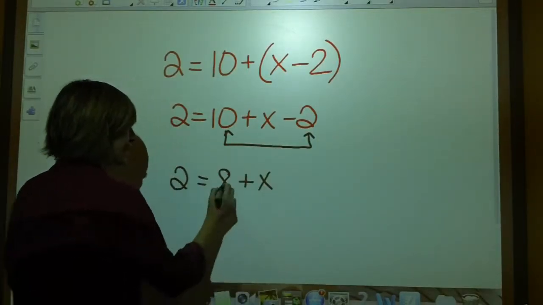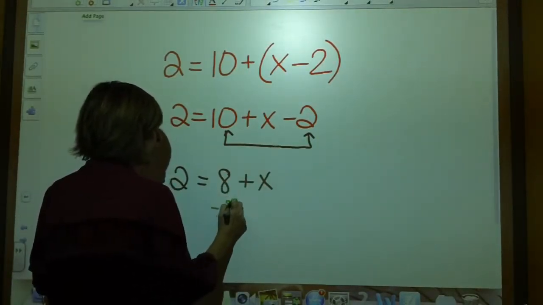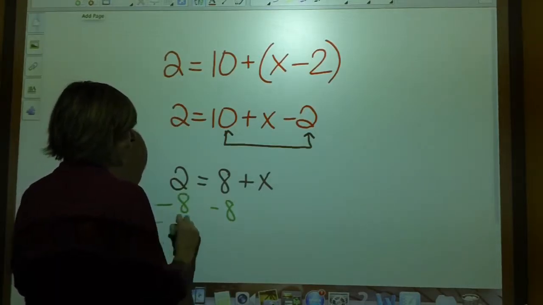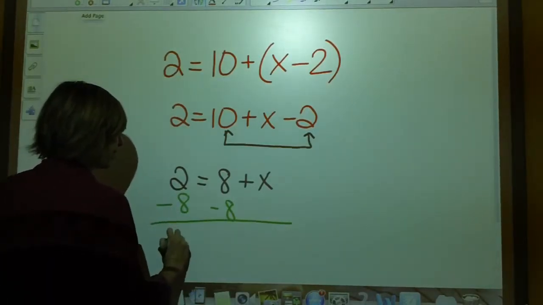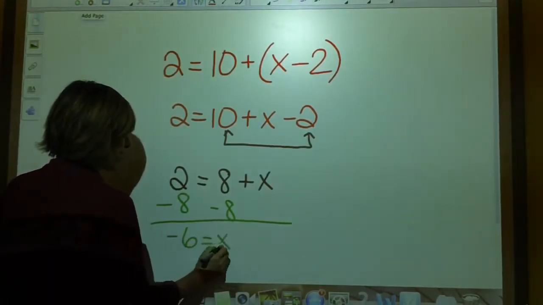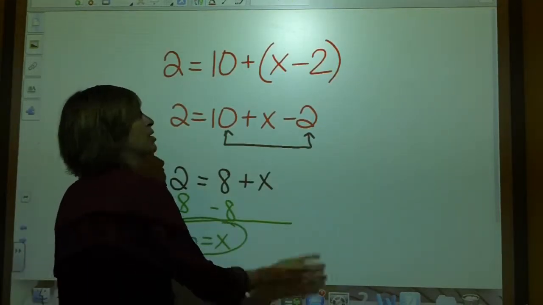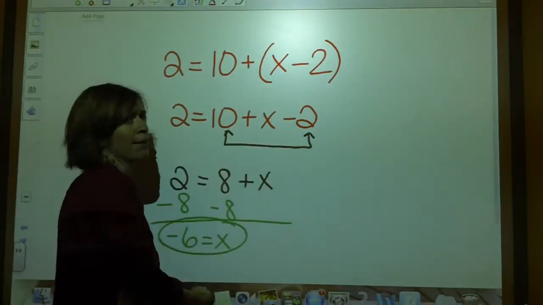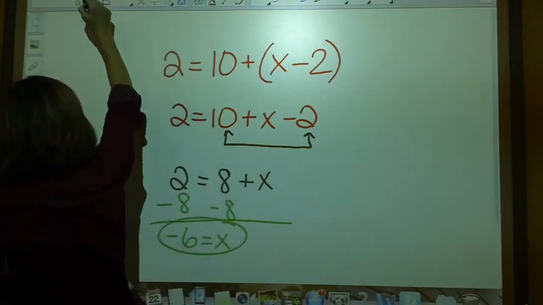So I can take the opposite operation to 8, which is subtraction. So I'm going to subtract 8 from both sides. And I'll get negative 6 equals x. Okay, again, parentheses, you can't balance until those parentheses are taken care of.